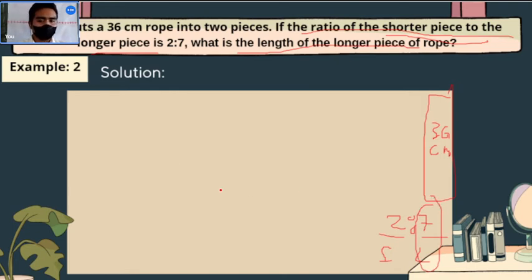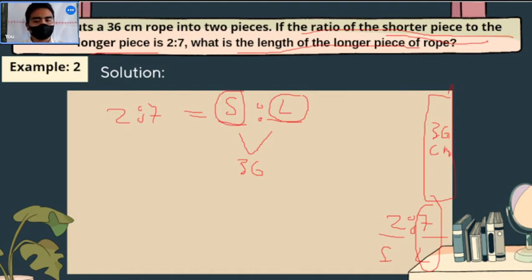In order for us to find this, 2 and 7, let's just say this is the totality. This is the one that we are finding, the longer piece. And this is our shorter piece. There is a length for your longer piece, and there is a length for your shorter piece, and in total there are 36 centimeters. So how are we going to find it? What is the first step?